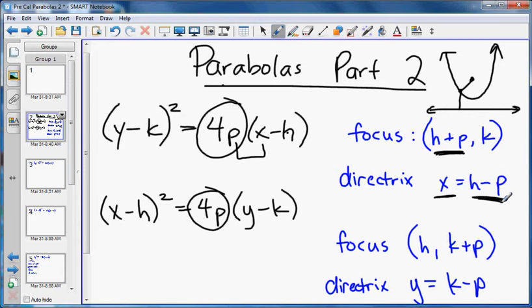The process is the same in the other version, except this time we're next to Y. That's why it is added to the Y value of the vertex to get the focus point, and subtracted from the Y value to get the directrix line. Do keep in mind that the focus is a point, the directrix is a line.